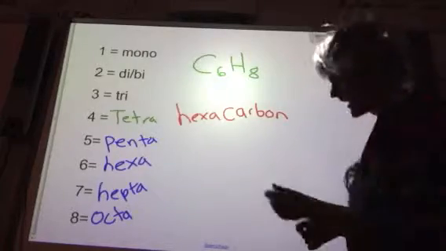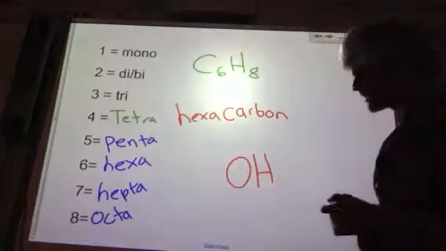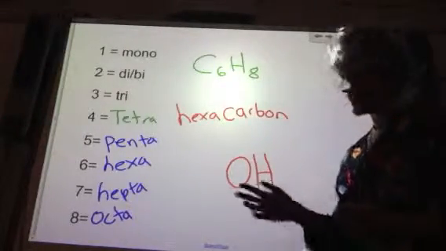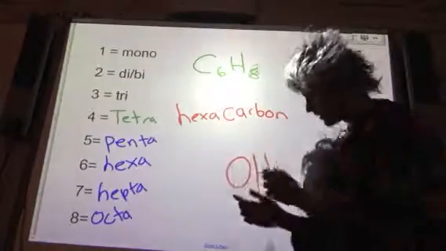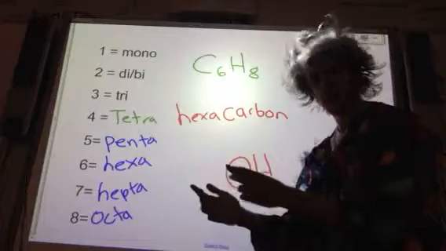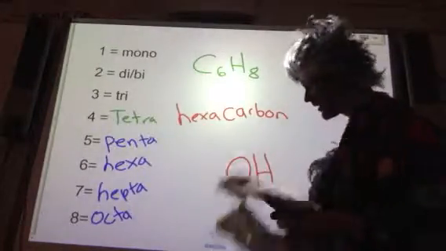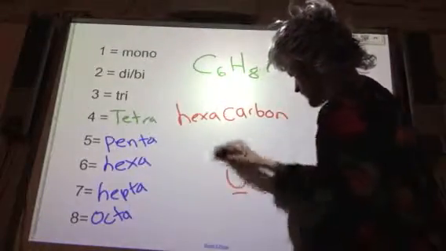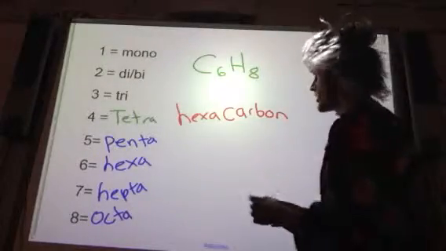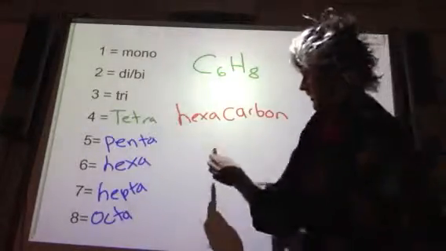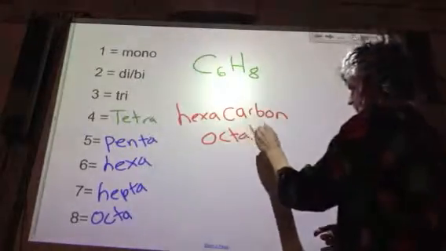It's not hydroxide. Hydroxide is OH. And you can remember that by saying, hydroxide is OH, because it's hydro for hydrogen, oxide for oxygen, so it's OH. So it's a tricky one. So don't get confused. It's just hydride. Hydride for hydrogen. So hexacarbon, octa, because there's 8 of them, hydride.